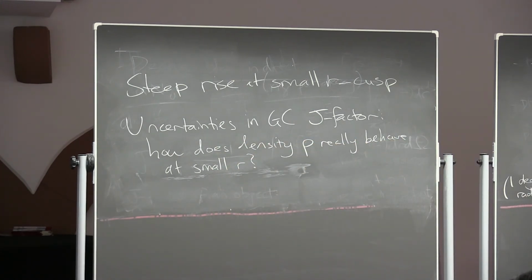As I discussed earlier, it's very hard to actually dynamically measure the density of dark matter close into the galactic center just because the baryons dominate the potential there. You can measure the total enclosed mass. That tells you how much ordinary matter there is, not how much dark matter there is.